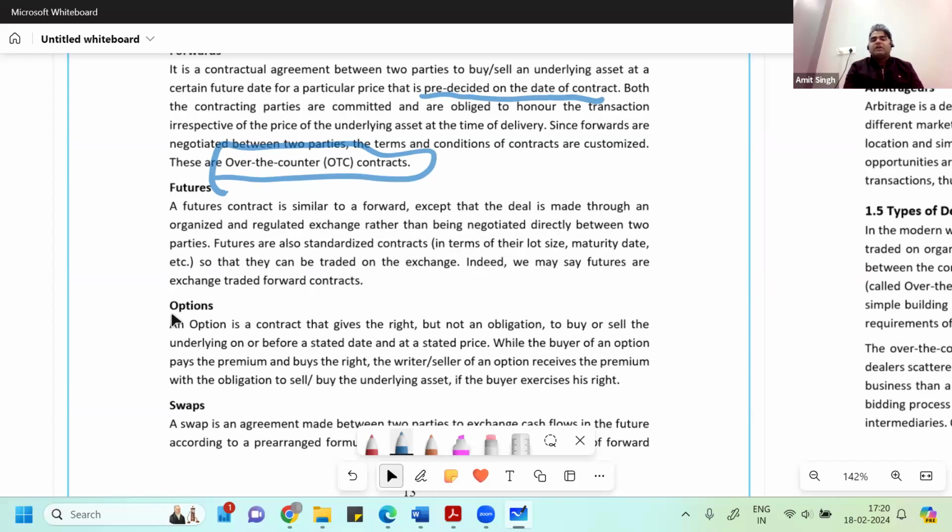Going further, talking about options, what are options? Options are contracts that give the right but no obligation to buy or sell the underlying on or before the stated date at the stated price. While the buyer of an option pays the premium and buys the right, the writer or seller of the option receives the premium with an obligation to sell or buy the underlying asset if the buyer exercises the right. Let me explain this part.